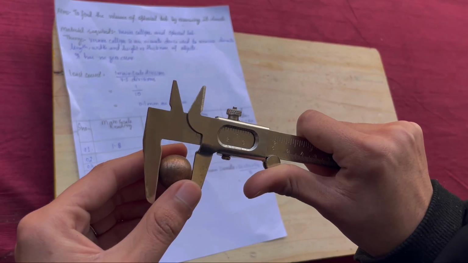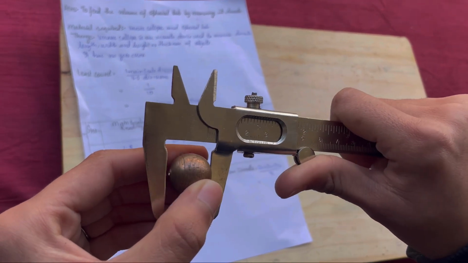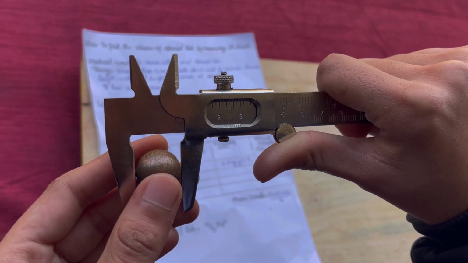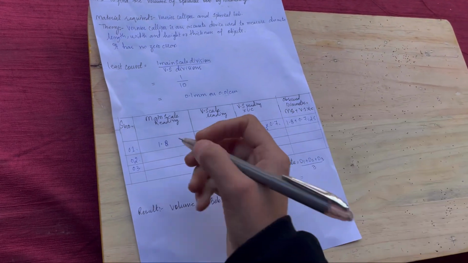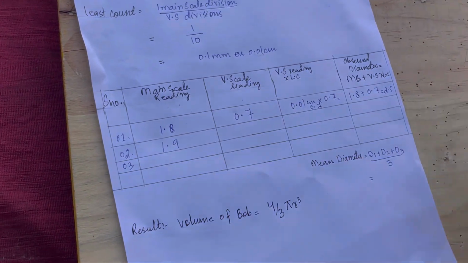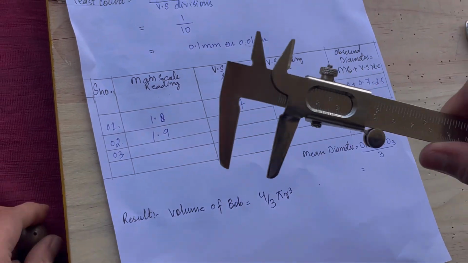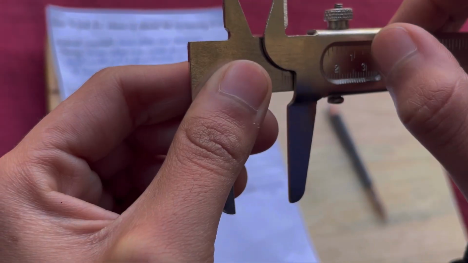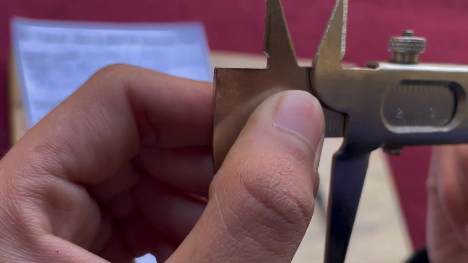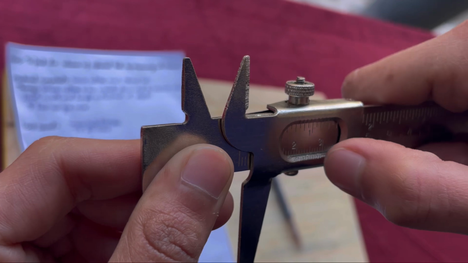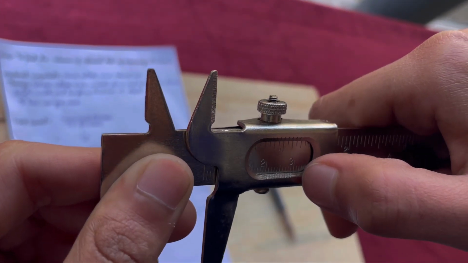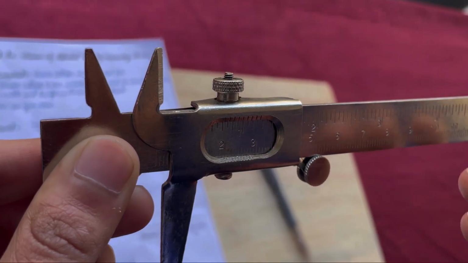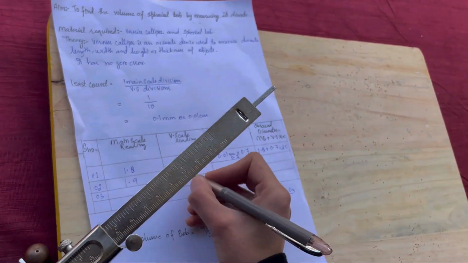Now again we will measure the diameter. Here again we will take 1.9 as our main scale reading. Now we will check which Vernier scale reading is perfectly coinciding with the main scale reading. Here we can see the same again. Our 8th division of the Vernier scale is coinciding with the main scale reading, so we will take 0.8.